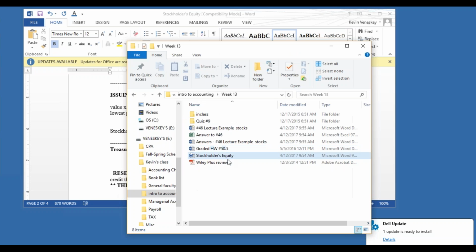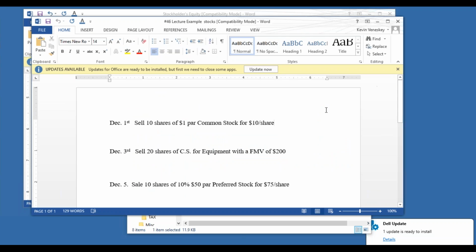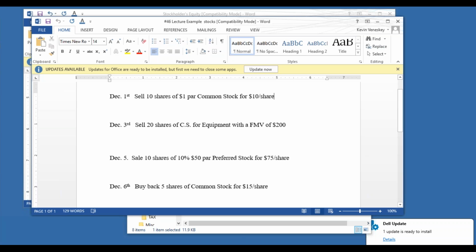All right, now in Blackboard, I have number 46. Go ahead and let's look at that. We're going to look at the first three transactions here to get an idea of what I mean by par with common stock. So with this first one, if we sell 10 shares and the shares are stated $1 par common stock, and the shares are currently selling for, I can sell them on the market for $10 each.